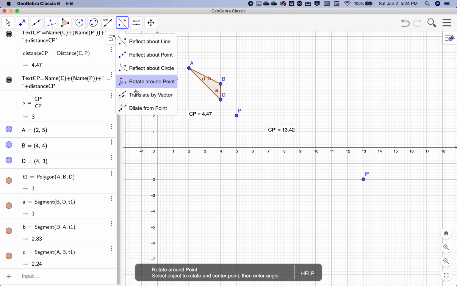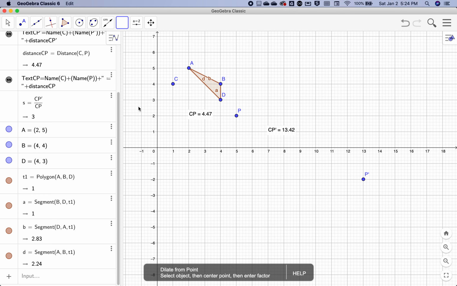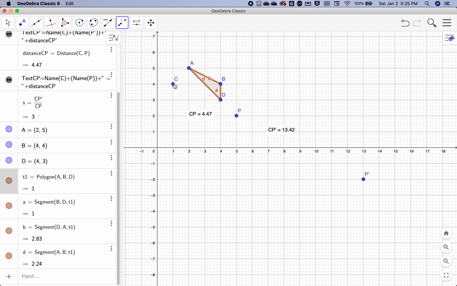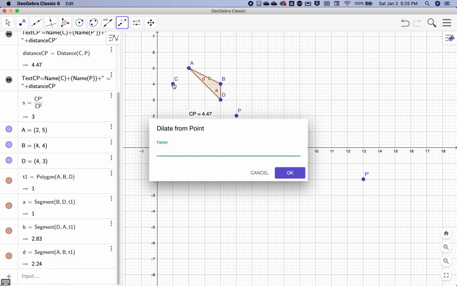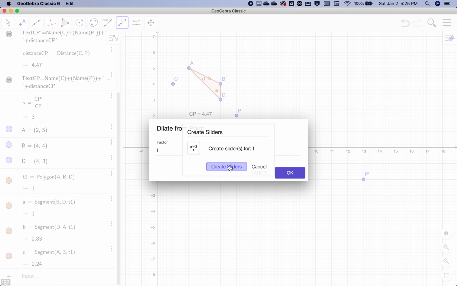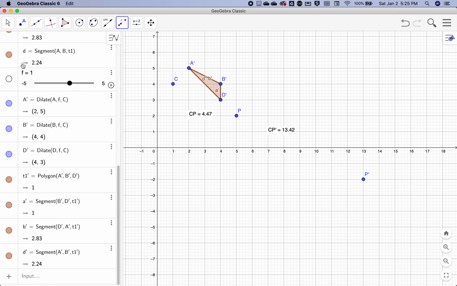That's in the transformation toolbox. And it tells us what to do. Select the object, then the center point, and then the factor. So I'll select the object, the center point. And for the factor, we're not going to type in a fixed scale factor. We're going to type in a variable. I'm just going to call it F. And yes, we're going to create a slider. So this slider right here controls how big F is.